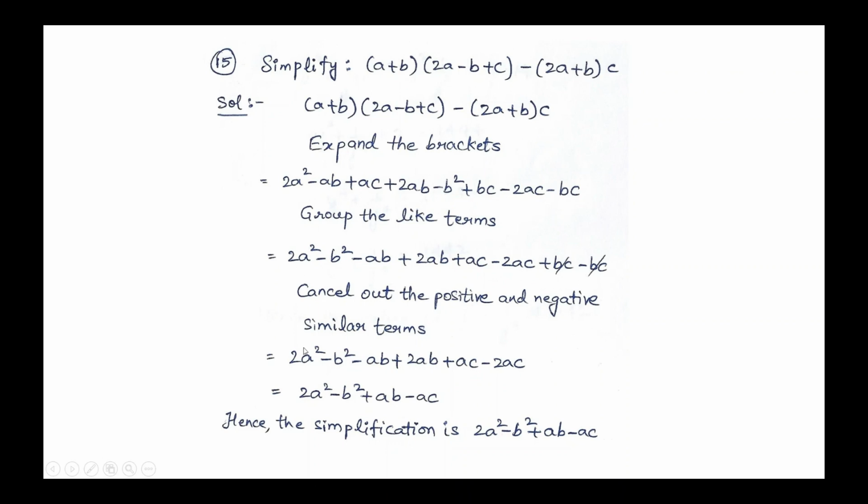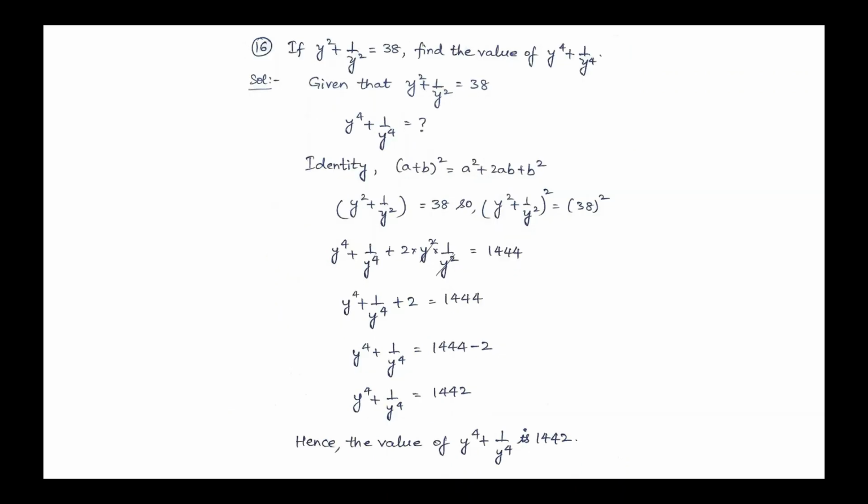So that's 2a² − b² − ab + 2ab + ac − 2ac. That is equal to 2a² − b² + ab − ac. Hence the simplification is 2a² − b² + ab − ac.